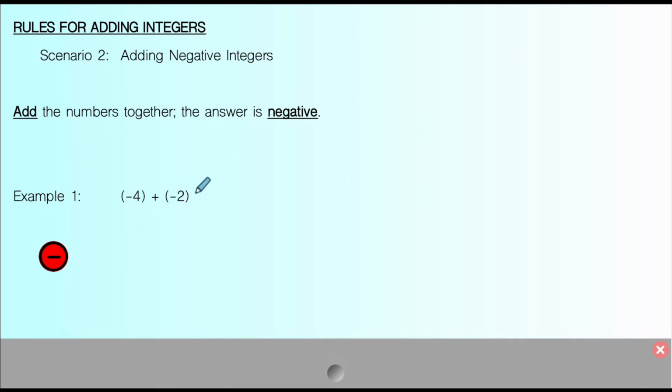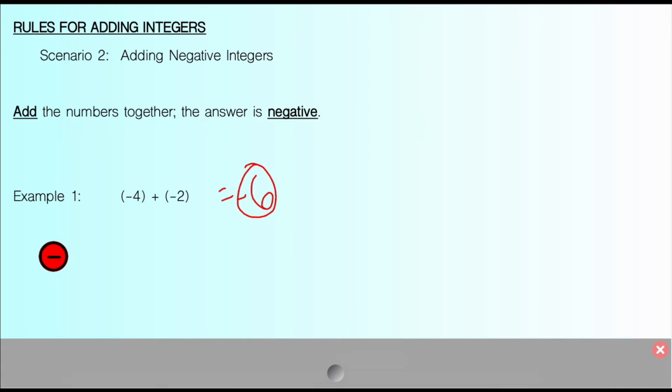So negative 4 plus negative 2 is the problem we're looking at. First off, one way to look at this is if you're a rule follower or memorizer, just memorize the rule. Add the numbers, your answer is negative. So 4 plus 2 is 6, and because they're negative, my answer is going to be negative.